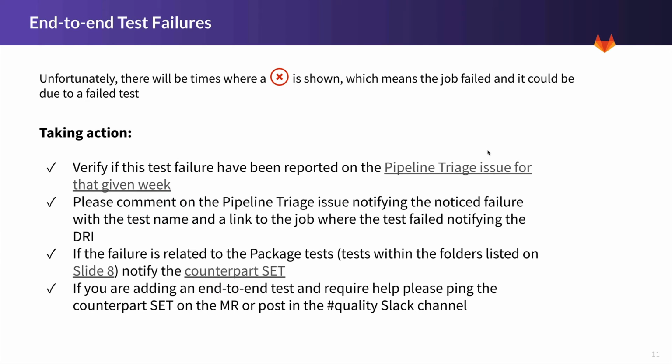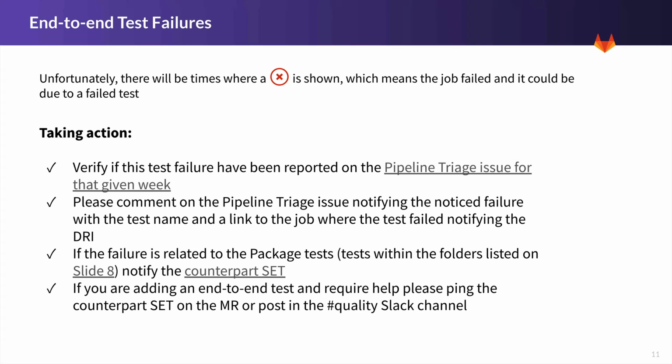Okay, so what happens when you actually see a cross instead of a tick? Basically, this means that the job failed, and there could be several reasons, but assuming that we have a failed test and not a timeout due to some test environment situation, basically what you have to do is make sure that the failure first has been reported in the pipeline triage issue for that given week.